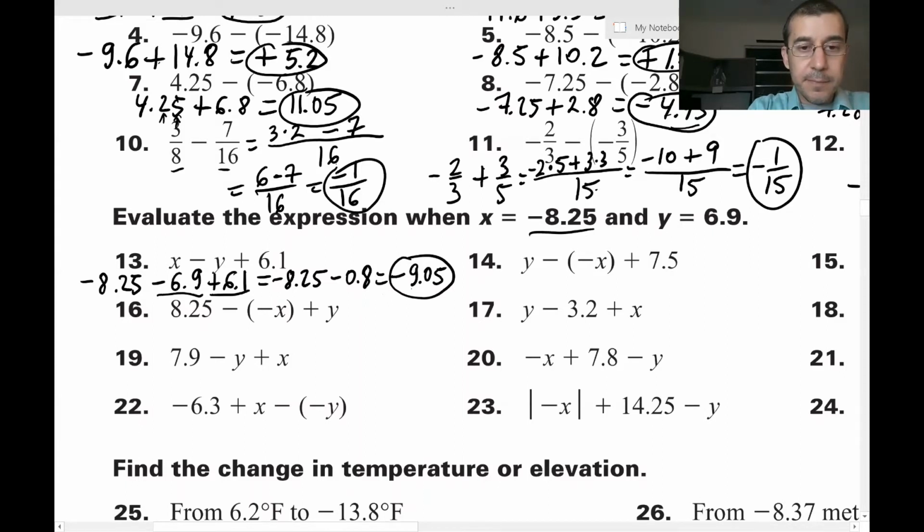You can do it on the side, 8.25 and 0.8: 5 and 8, 2, it's 10; 0 and 1; 8 and 1, 9, 905. That's what we got here.